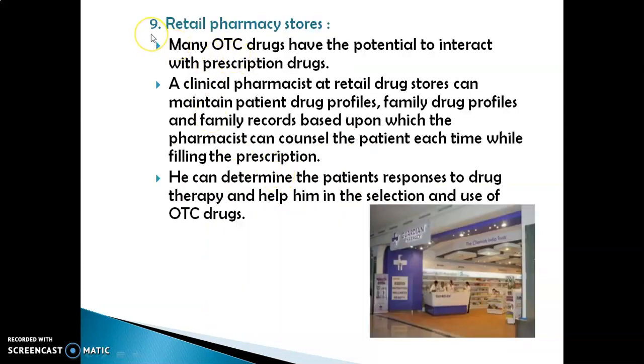Then, the retail pharmacist too. Many OTC drugs have the potential to interact with prescription drugs. A clinical pharmacist at a retail drugstore can maintain the patient drug profile, family drug profile, and family record, based upon which the pharmacist can counsel the patient each time while filling the prescriptions. He can determine the patient's responses to the drug therapy and help him in the selection and use of OTC drugs.